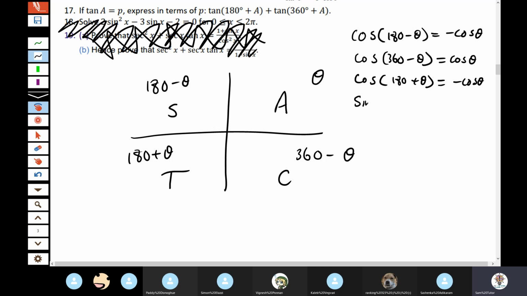All right, one more time. What is sine 180 minus theta? Sine theta. What's sine 180 plus theta? All right, you're very welcome.